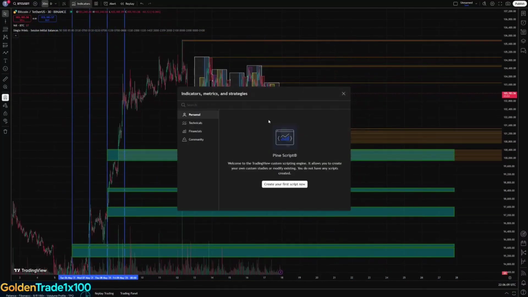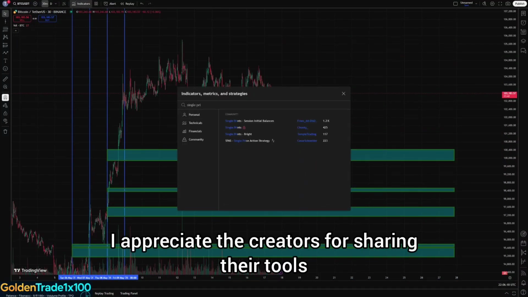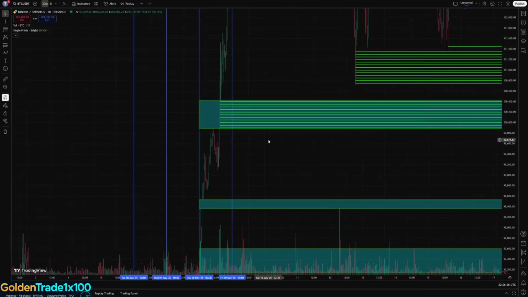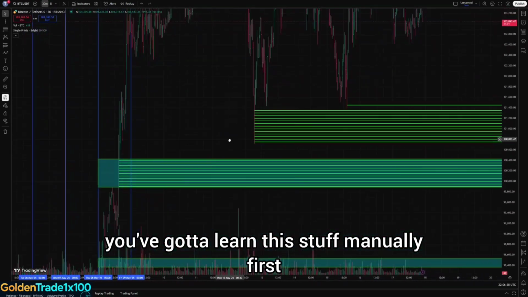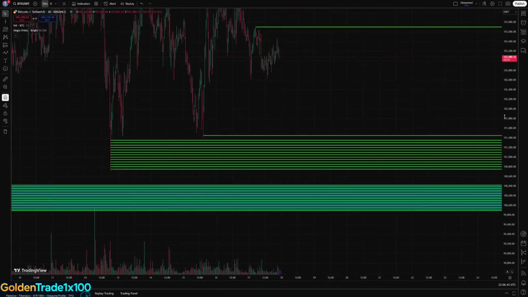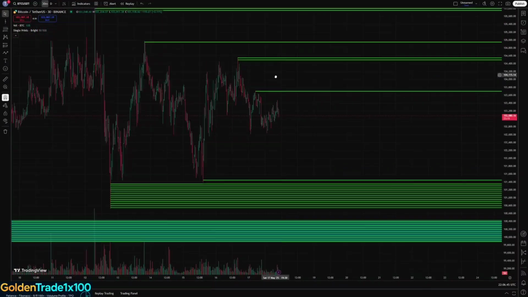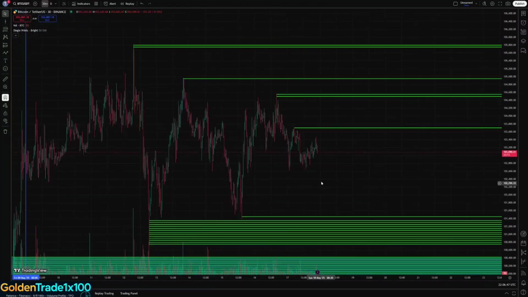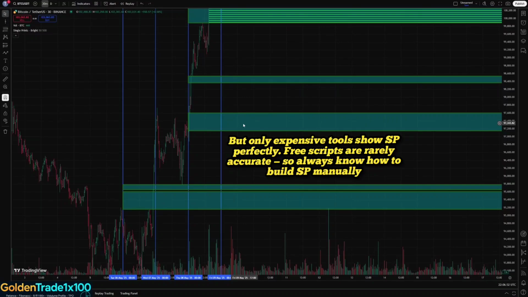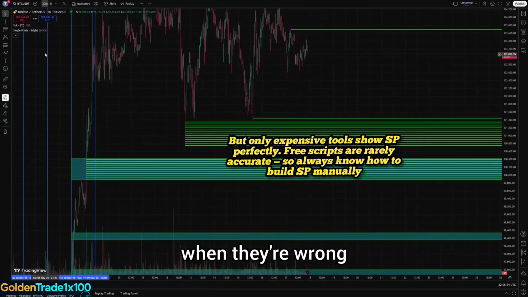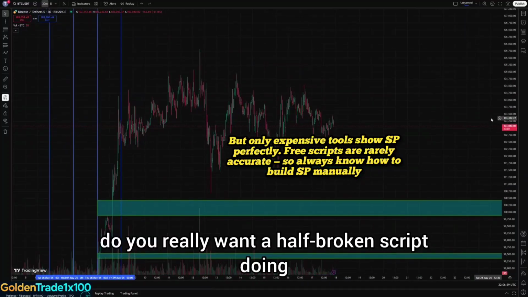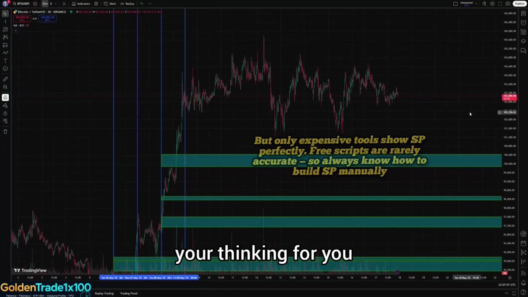No hate. I appreciate the creators for sharing their tools. But come on. If you want to be a real trader, a real professional, you've got to learn this stuff manually first. That's how you build understanding. That's how you grow confidence. That's the foundation. Only then, sure, use auto indicators to speed things up. But at least by then, you'll know when they're wrong and when they're spot on. Because let's be real, do you really want a half-broken script doing your thinking for you?